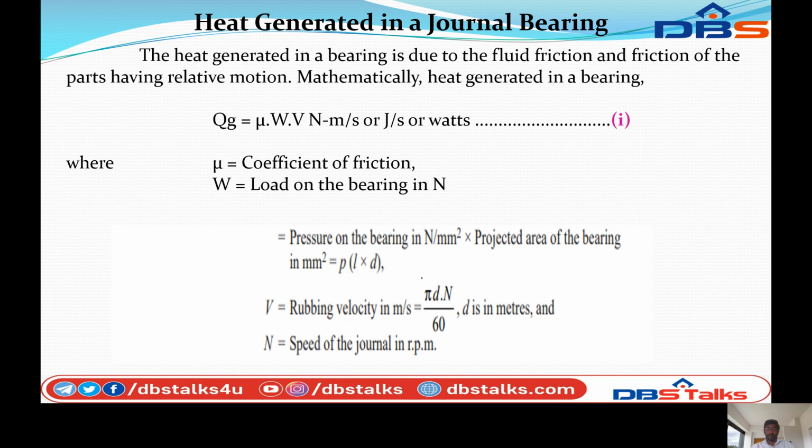W is equal to pressure on the bearing in Newton per mm square into projected area of the bearing in mm square, that is P into L into D. V is the rubbing velocity in meter per second, that is pi D n by 60, where D is in meters and n is the speed of the journal in RPM.